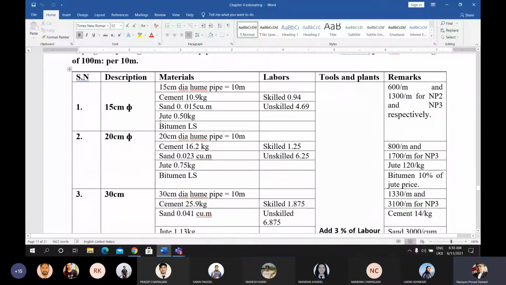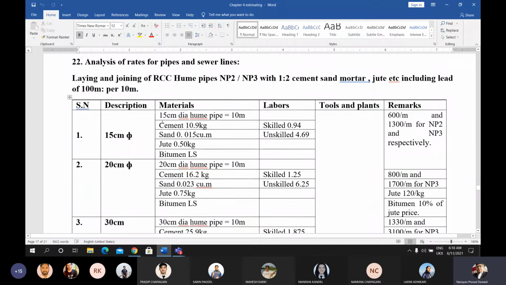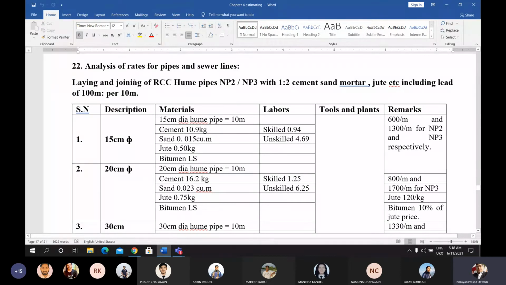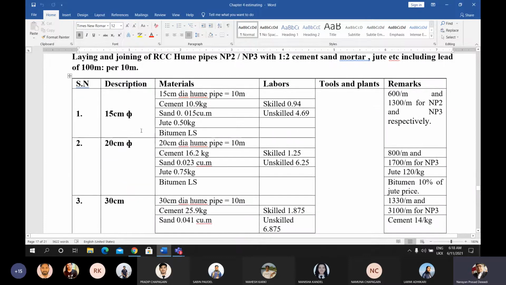If you are asked to provide a 30 centimeter diameter RCC hume pipe, then you may write in this way. For NP3 hume pipe, you may write: analysis of rates of laying and joining of 30 centimeter diameter NP3 RCC hume pipe, joining with 1:2 cement sand mortar, jute etc., lead 100 meter, per 10 meter. In this way you can write the heading of the rate analysis. Now let me start. This is the 15 centimeter diameter.